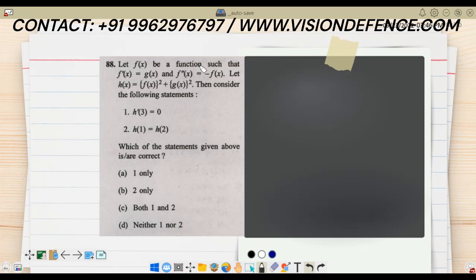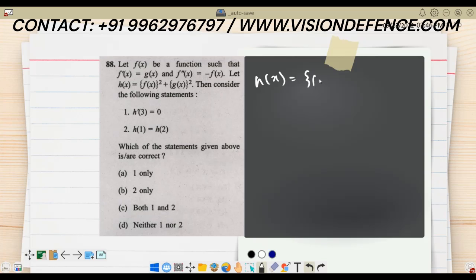Now we are going to see the 88th question. So let f of x be a function such that f dash of x equal to g of x, and then f double dash of x equal to minus f of x. Let h of x be equal to f of x square plus g of x square. Then consider the following statements. We have to check these two statements, right? So let's start with that.